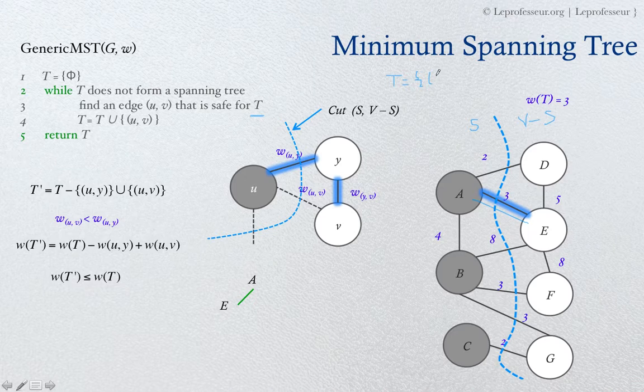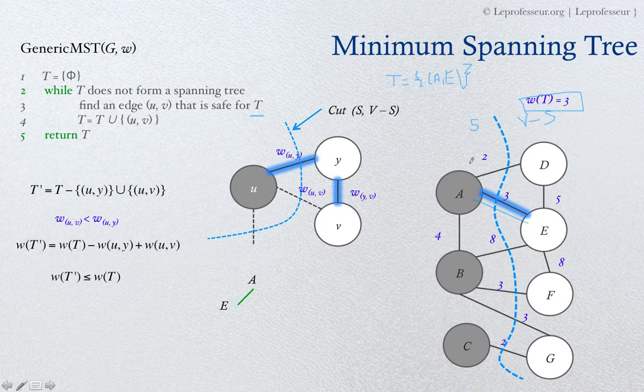It will have an edge between A and E. Just one edge. And what would be the weight of the tree? Just simply the weight of this edge.